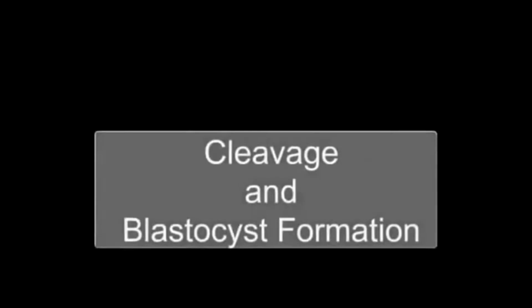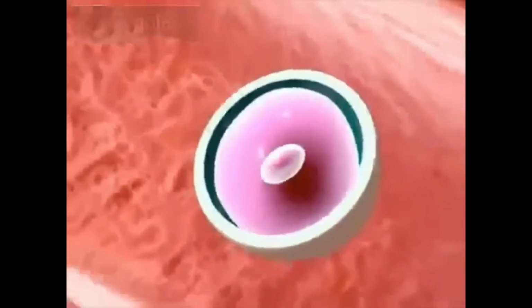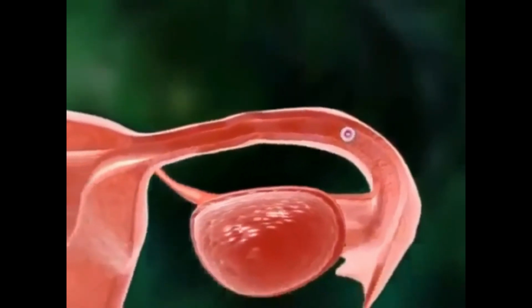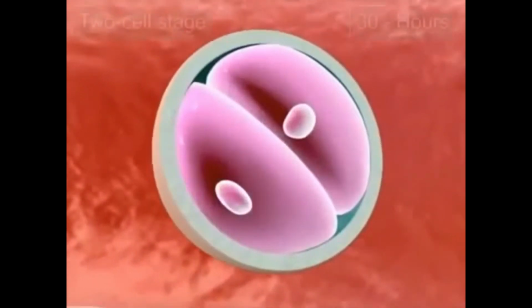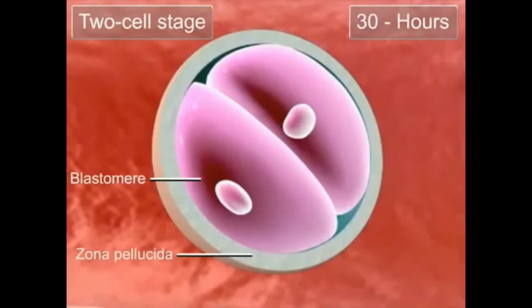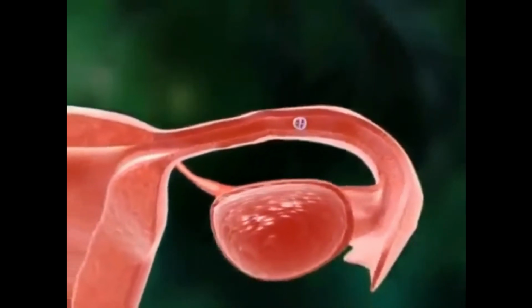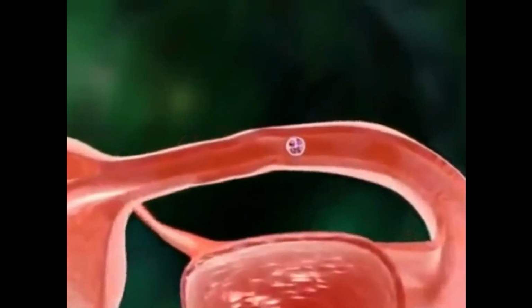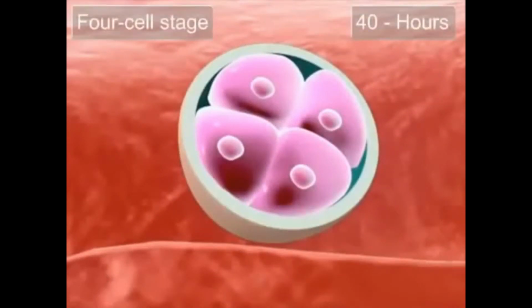Cleavage is the repeated mitotic division of the zygote to form a solid ball of cells called the morula. Cleavage of the human zygote occurs within the fallopian tube. The first cleavage takes place about 30 hours after fertilization. It divides the zygote longitudinally into two blastomeres. The second cleavage occurs within 40 hours after fertilization. It forms four blastomeres.